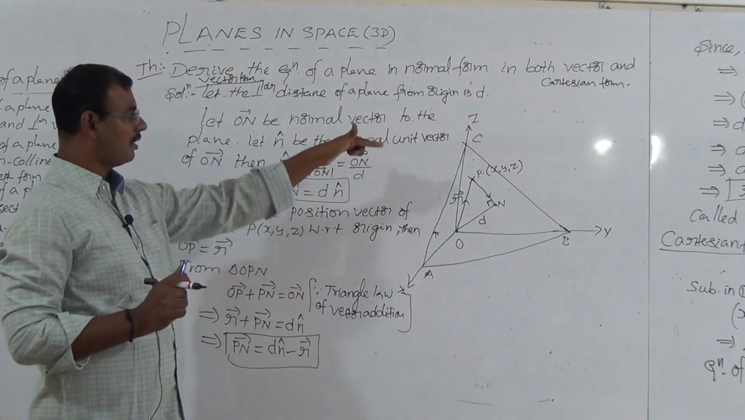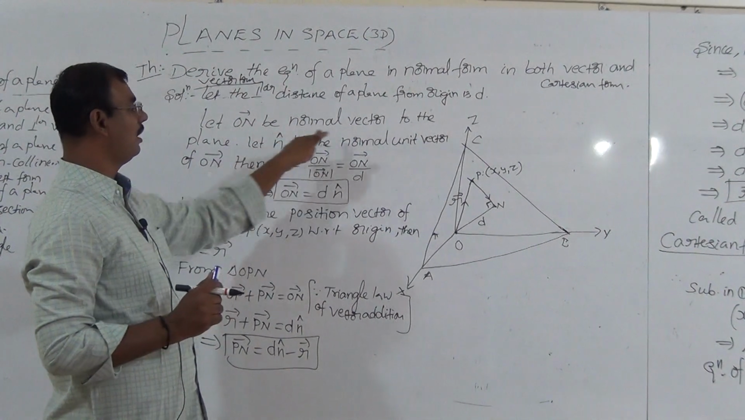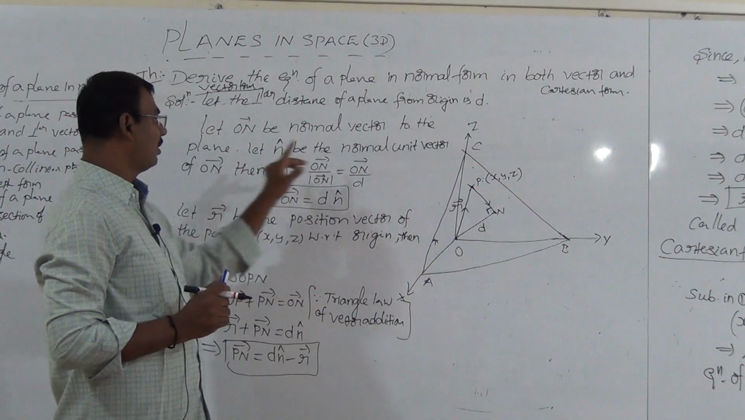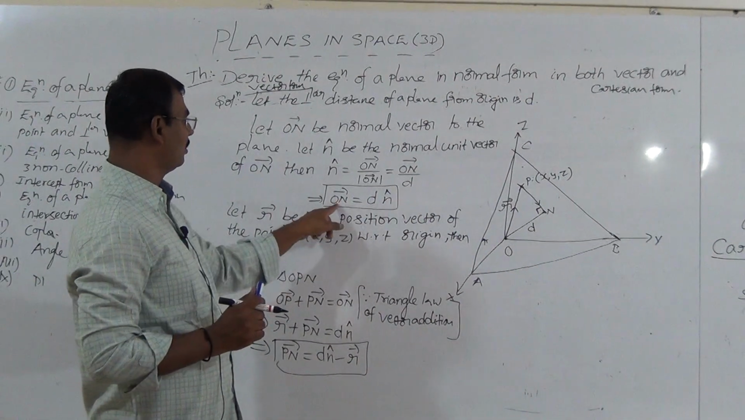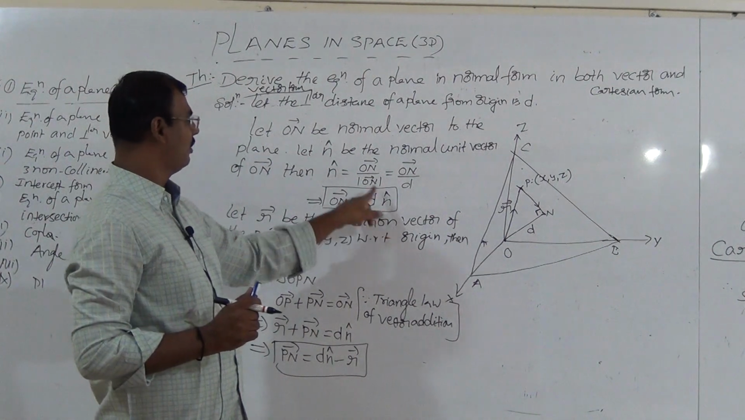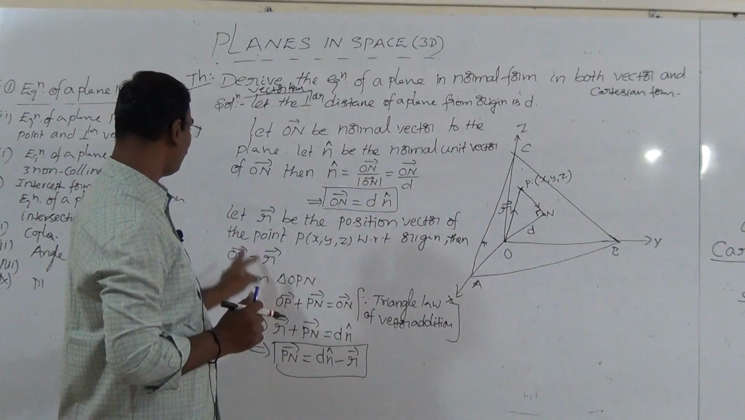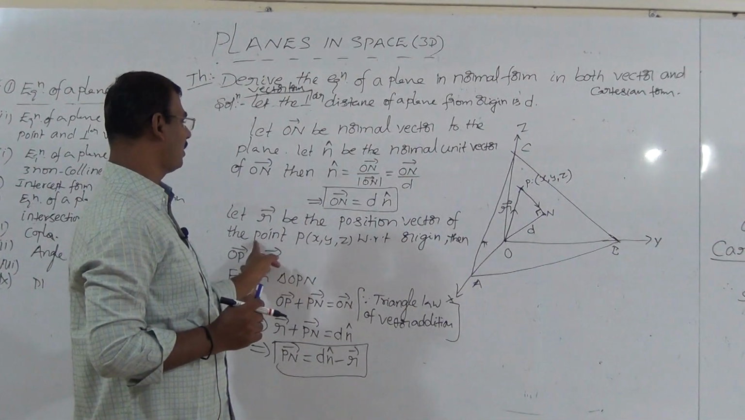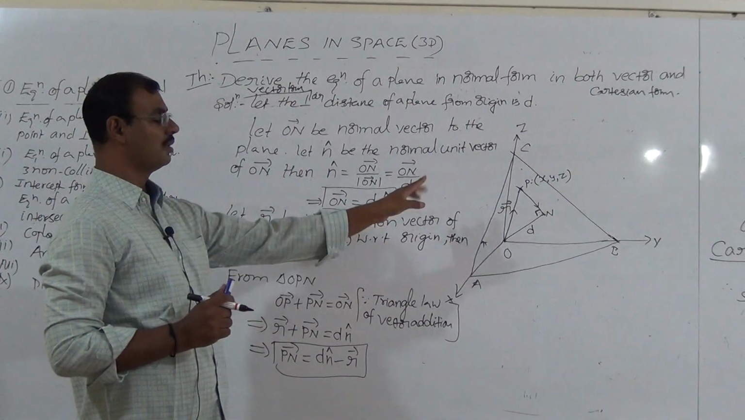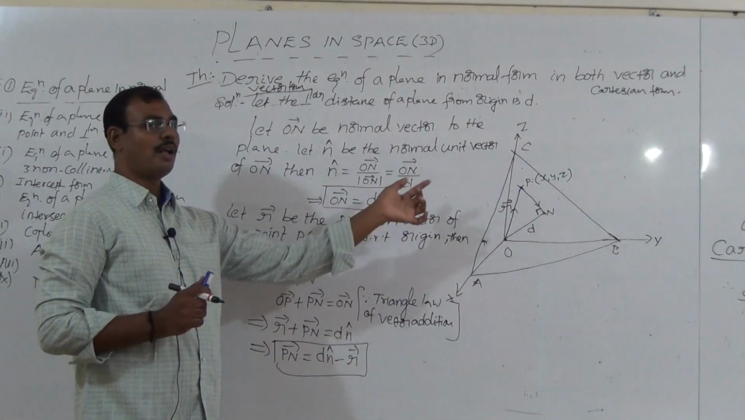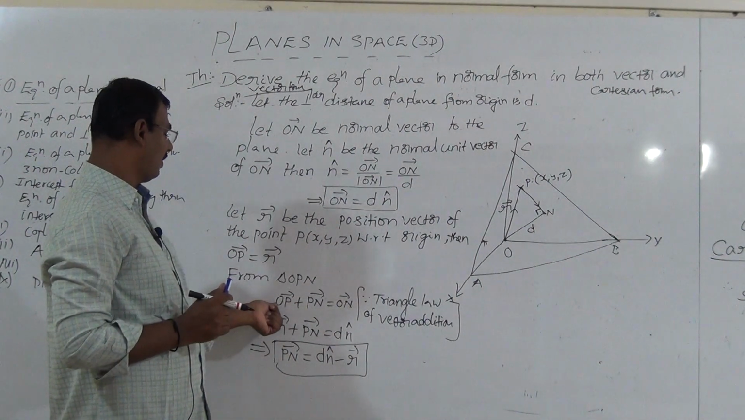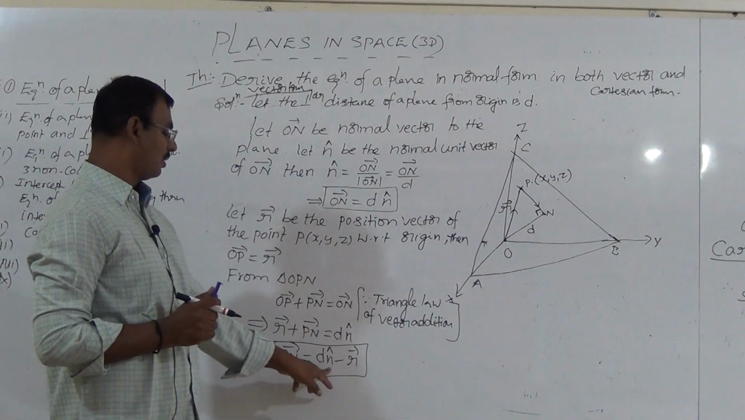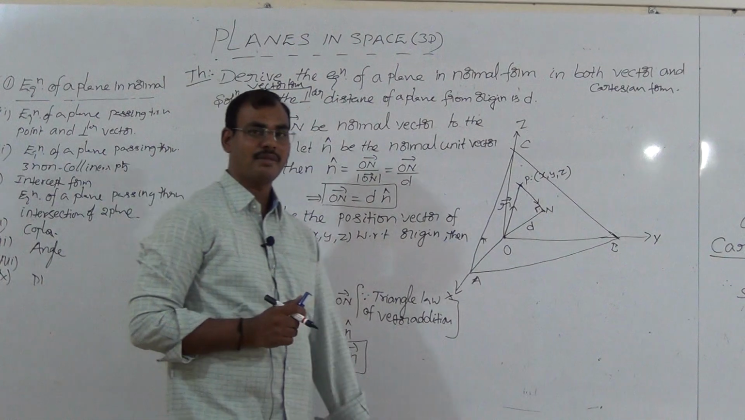Next, it is a vector, meaning it has a direction. Let n cap be the normal unit vector. This is, remember, a very important word. If n cap is the normal unit vector, then ON vector is equal to D into n cap. Okay, from the unit vector definition only. Now take any point on the plane P, (x, y, z) with position vector R bar. So OP vector is equal to R bar. Now using the triangle law of vector addition, OP vector plus PN vector equals ON vector. Substitute: PN vector is equal to D into n cap minus R vector.